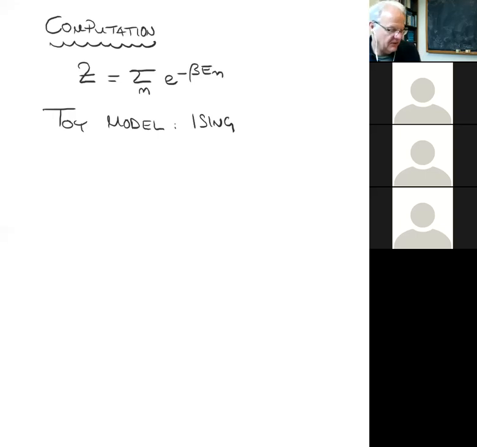So Mr. Ising, I think that was actually Ising's thesis. So he was given that model. Solving this model was supposed to be his thesis project. Okay, so the Ising model is a model for a magnet.